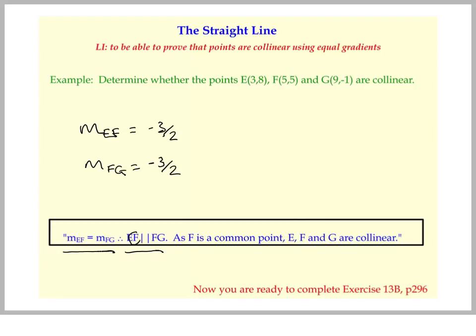F is common to both. We have to state that, and then we say the 3 points we're looking at, E and F and G, are collinear. That needs to be said, that needs to be a stated proof for any of these questions. So, that's it for collinearity. Have a go at the questions I've put down at the bottom of this slide.